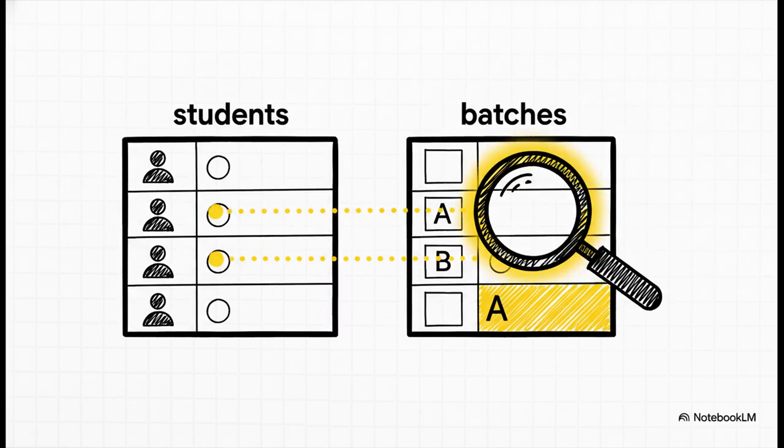Next, we have R for read. Now, this is by far the most common action. It's anytime you just want to look at the data. Think of it like you're just asking a question, like, hey, show me all the students in batch A. You're not changing a thing, you're just looking it up. And believe me, making this one action happen almost instantly is a multi-billion-dollar industry all by itself.